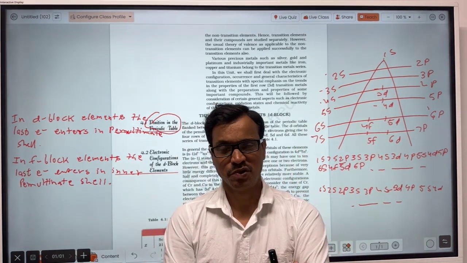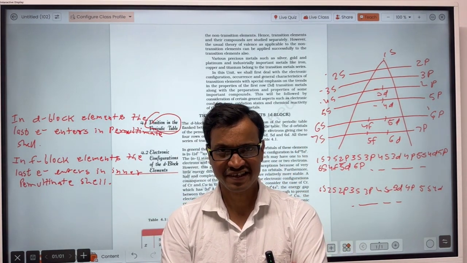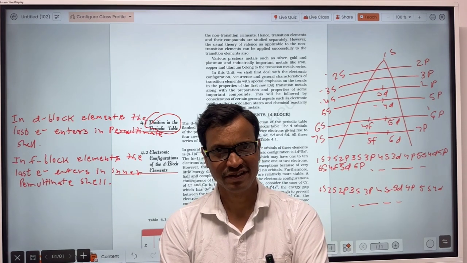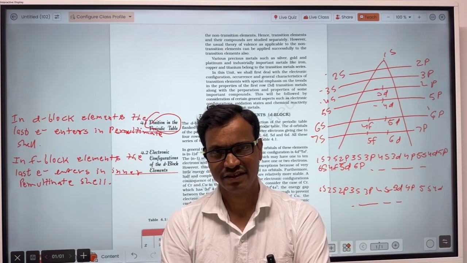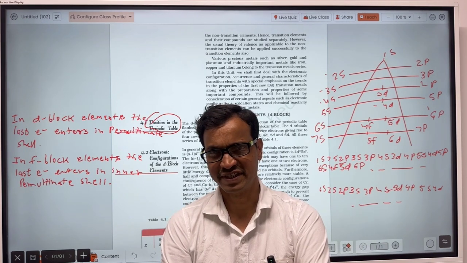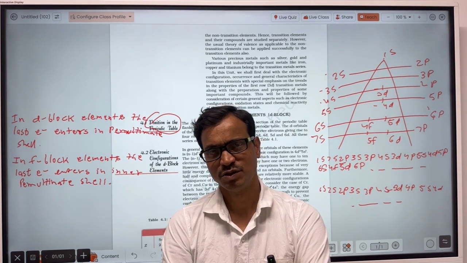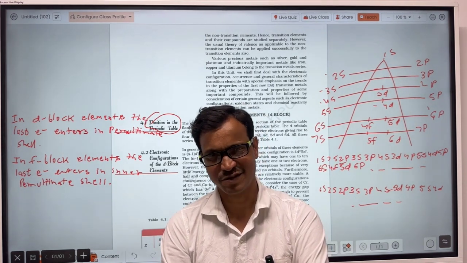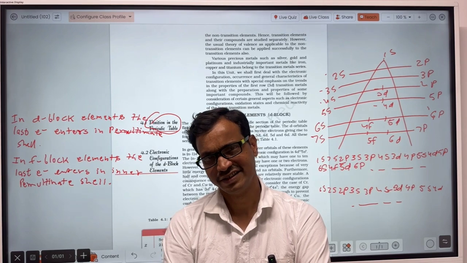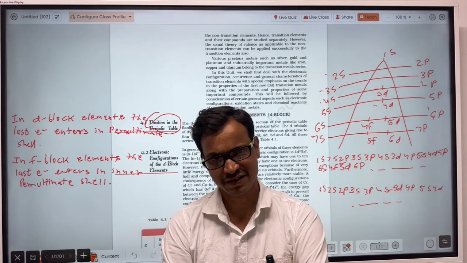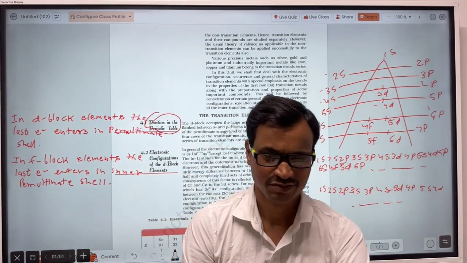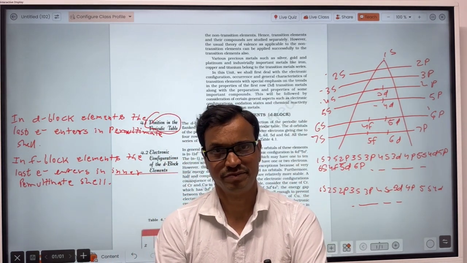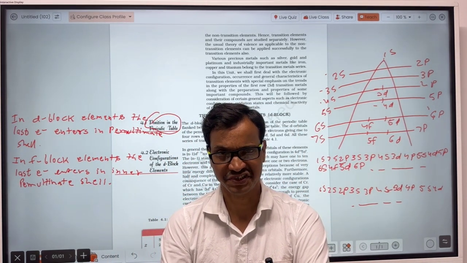4s was the valence shell and 3d was the penultimate shell. Same here: 6s is the valence shell, then after that will be the inner penultimate shell. So 4f, then 5d, then 6p. After that 7s, then 5f, then 6d and 7p. Okay, so if you practice this once or twice, then it will be fixed in your memory.